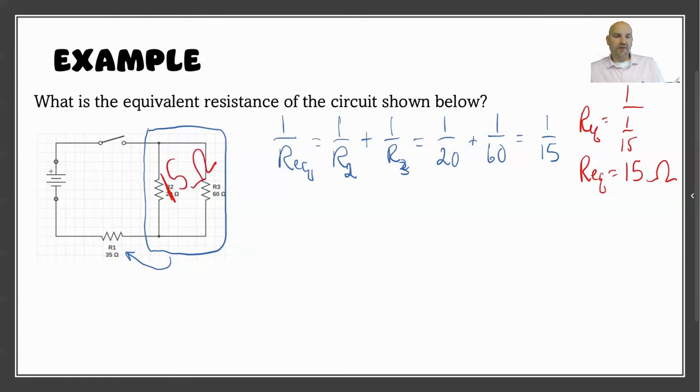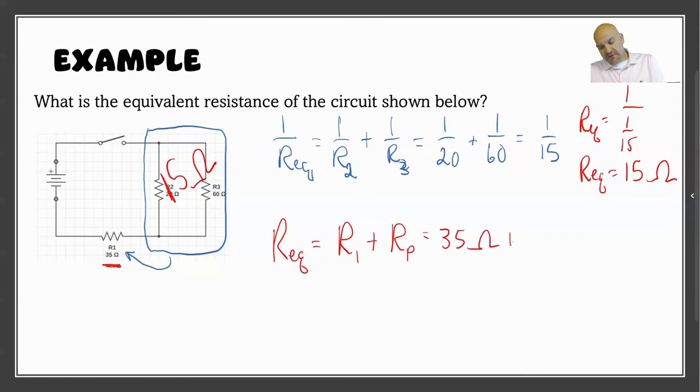Now that 15 ohm equivalence is in series with the 35 ohms. So now I can find the total equivalent resistance by doing R1, and I'll call it RP for resistance parallel. So it's going to be 35 ohms plus 15 ohms, and it's going to give me 50 ohms. Now, what they could ask now is like, what's the total current in the circuit? So there you would need to know the voltage of the battery, okay? And then you can go from there.